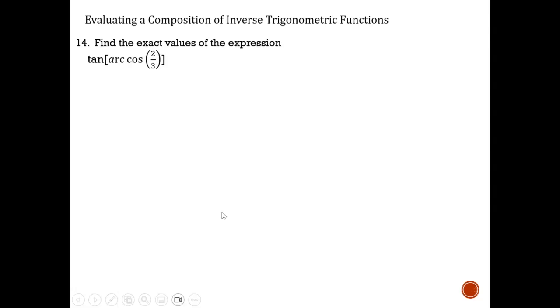Number 14. Find the exact value of the expression tangent of arc cosine of 2/3. Hey, guys, what's on the inside, the arc cosine of 2/3, is where you're going to form your triangle. I know this is quadrant 1, because the arc cosine has the range from 0 to pi. So I know this is quadrant 1, which means the sine, cosine, everything is going to be positive. So again, from the arc cosine of 2/3, we're going to form our triangle.